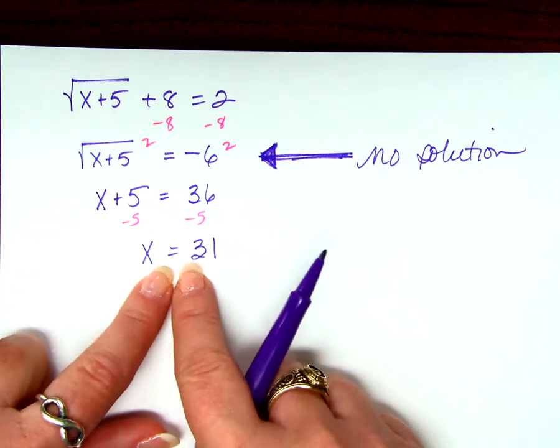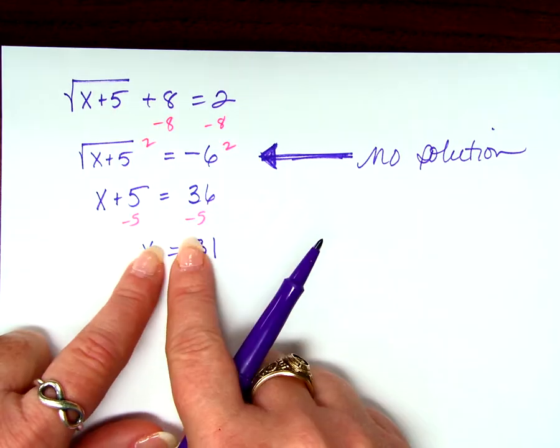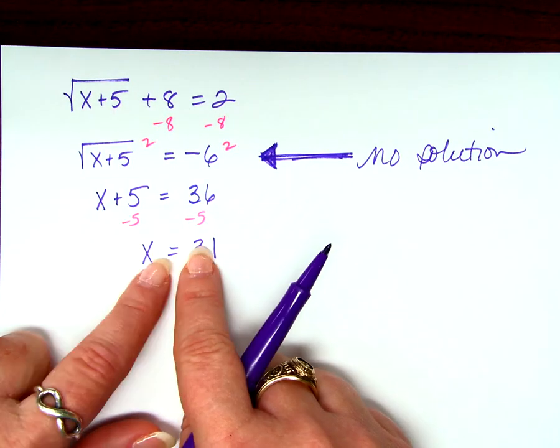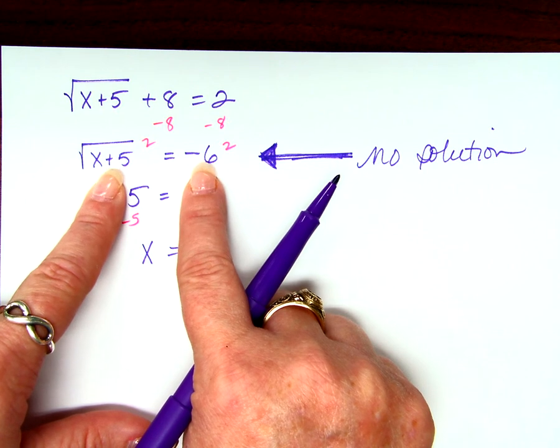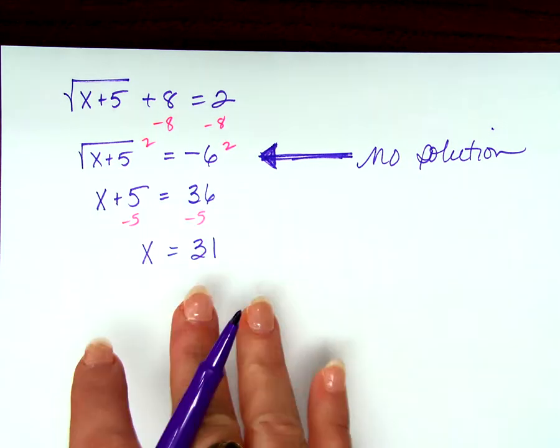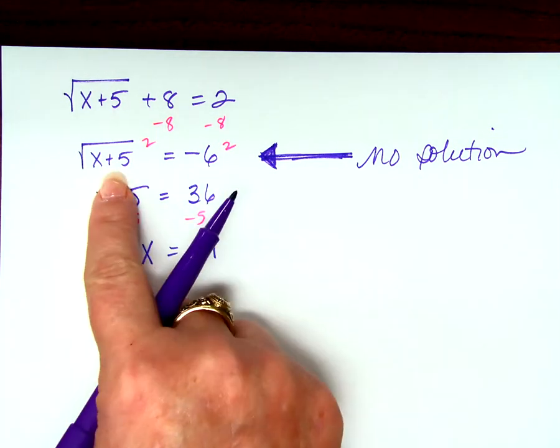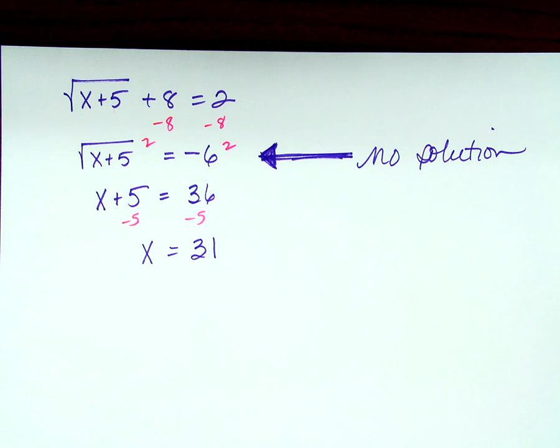Now, we happened to do all this stuff, and when we plugged it back in, we knew it was wrong. So we have to try to figure out where we messed up. Go back and look. Did we ever get a square root of a negative number? If we did, it's no solution. It's not that we messed up anywhere. It's that we had a square root equaling a negative number. Okay. Can I show you another one?